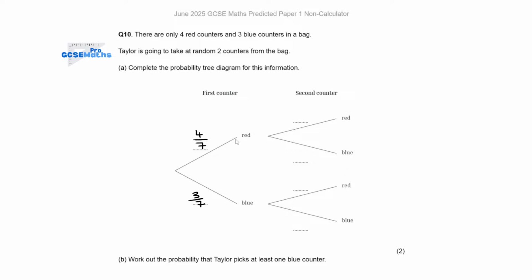Now, if I follow the red one, if I'm to pick another red, because I've already picked a red, you see I'd only have 3 red left, but also in the bag there'd only be 6 counters left.